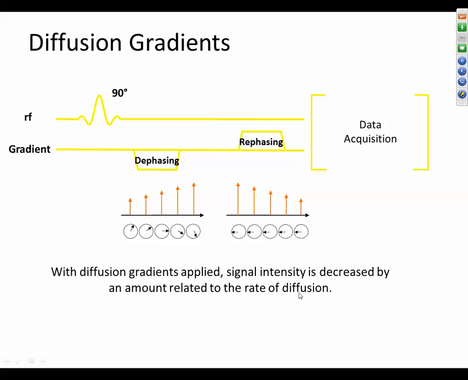What we want to say is with gradient applied, the signal intensity is decreased relative to those without gradient applied. And the decrease of the signal intensity is related with the extent of diffusion, how much you move. The farther you move, the more decrease in signal intensity. So this is called diffusion-weighted imaging.